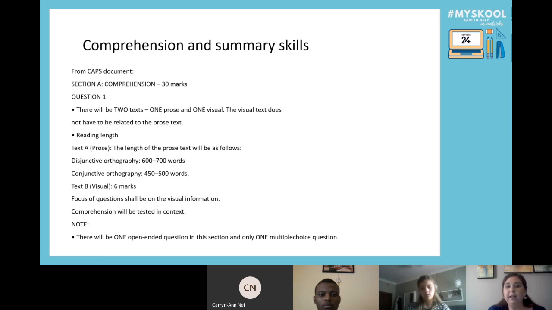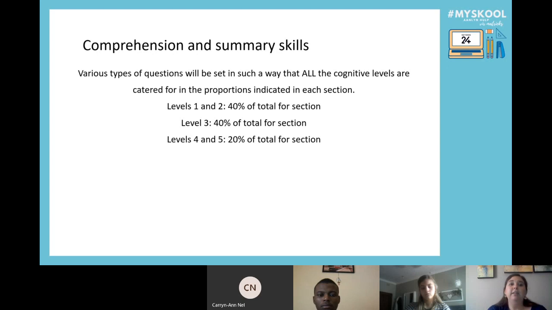There will be 1 open-ended and 1 multiple choice question in your comprehension. Open-ended means you have to give your opinion on something, but it must still be text-based. Then there are various types of questions, and they will all be set in such a way that all the cognitive levels are tested. Cognitive means what you think with your brain. Cognition means to understand. So the cognitive levels are levels of difficulty. Levels 1 and 2 make up 40% of the total. So 40% will just be name, list, describe, explain, that sort of thing. Then level 3 is also 40% for the section, and levels 4 and 5, 20% for the total section. You will see what levels 1, 2, 3, 4, and 5 are just now.